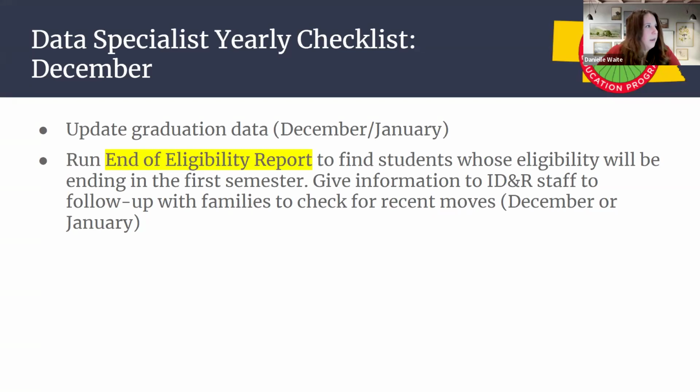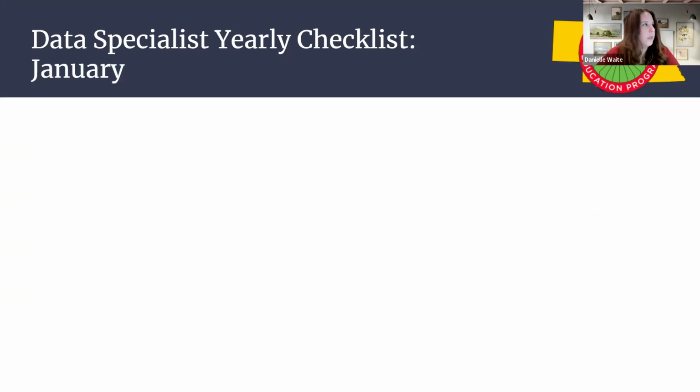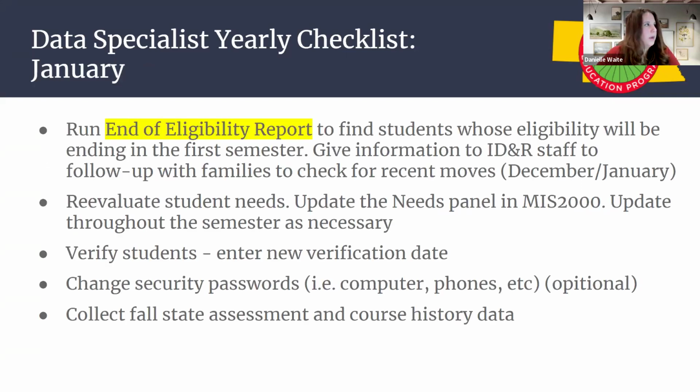And then again, running an end of eligibility report, you can do that in December or January to see which students are ending eligibility. And then some of these, like I mentioned, were December/January. So you see them in both the end of eligibility report, reevaluating student needs, and updating the information.